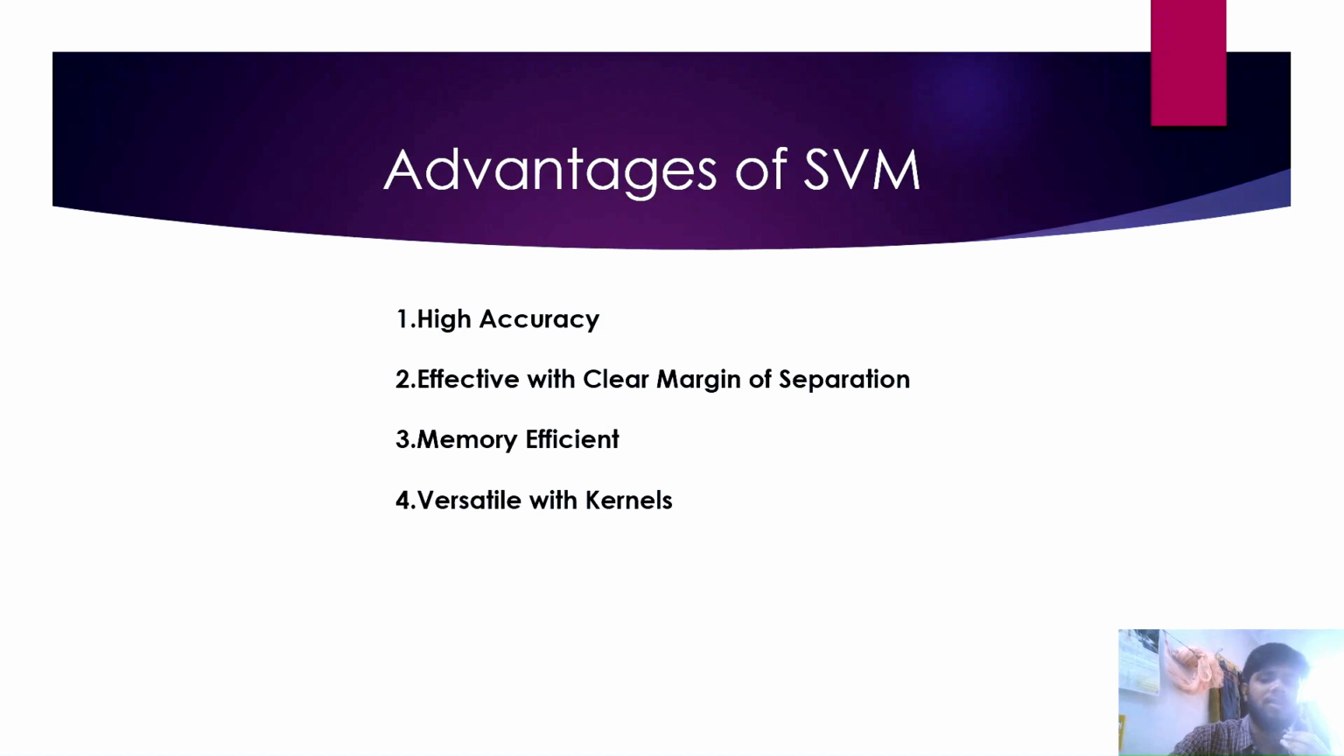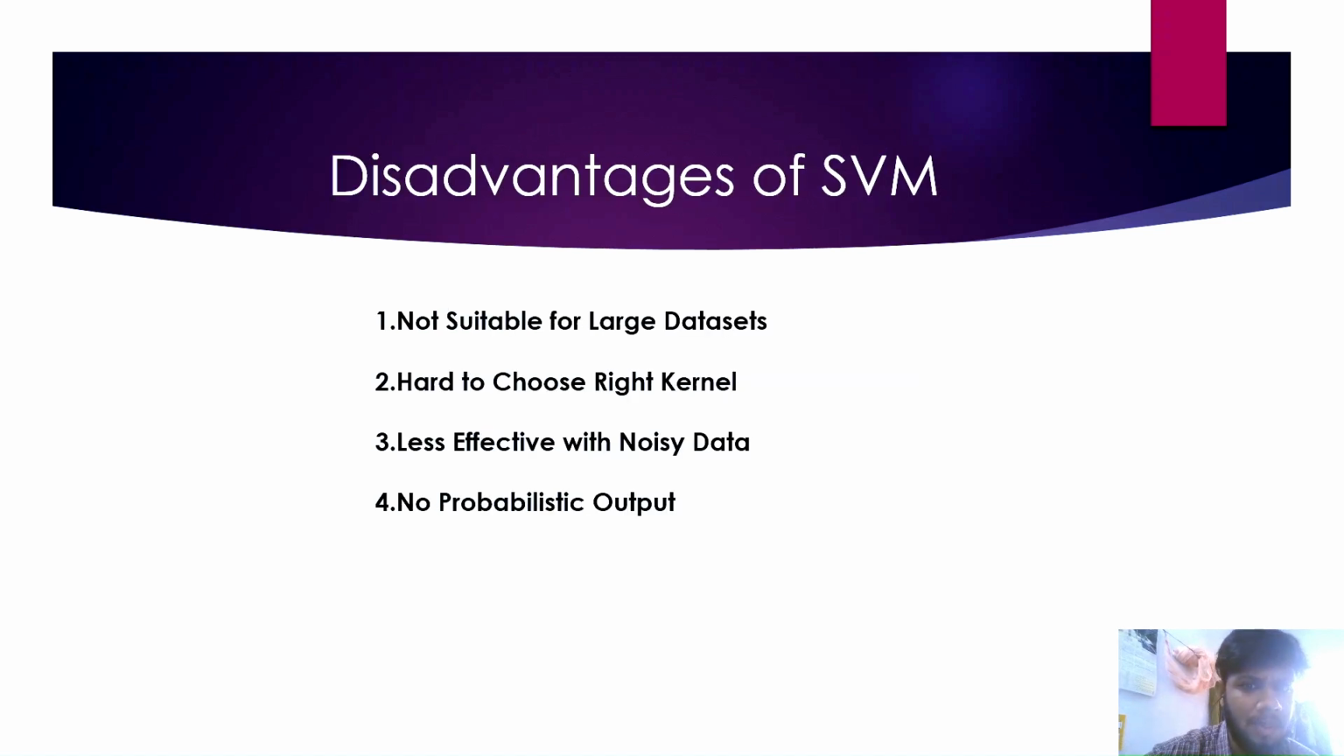Advantages of SVM. Here are some advantages of SVM, such as high accuracy in predicted class, and it's effective with a clear margin of separation, good memory efficiency, and it uses versatile kernels which are used to separate the data, whether it is non-linear. Here are some disadvantages of SVM, such as it's not suitable for a large data set.